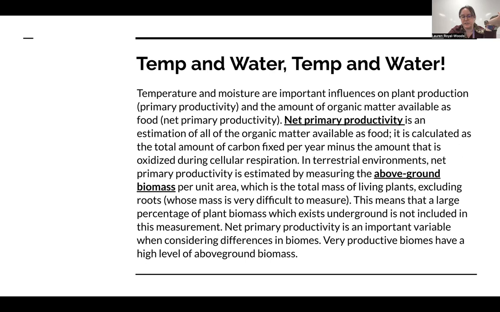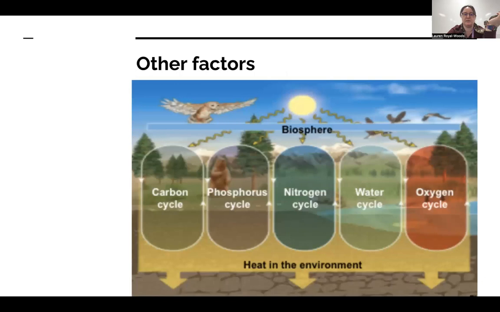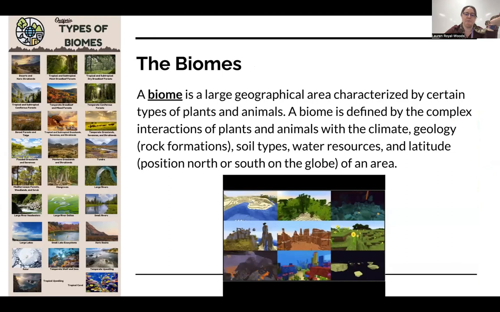And so it just depends. Net productivity is basically variable. Very productive biomes have a very high level of aboveground biomass, like the tropics. Tropics have tons. We're going to get into that in a minute, and into the other factors later. I'm going to go over it super fast here. So you've got the carbon cycle, the phosphorus cycle, the nitrogen cycle, the water cycle, and the oxygen cycle, because all of these are getting moved around and around in the system, as I was saying earlier. So anyway, biomes. And yes, I did put in the Minecraft biomes right here.